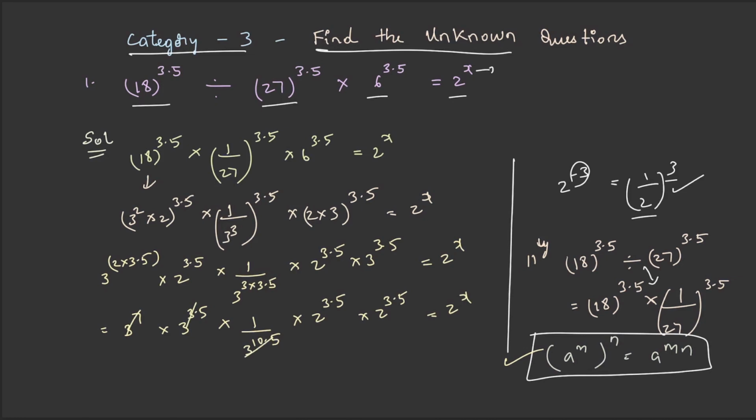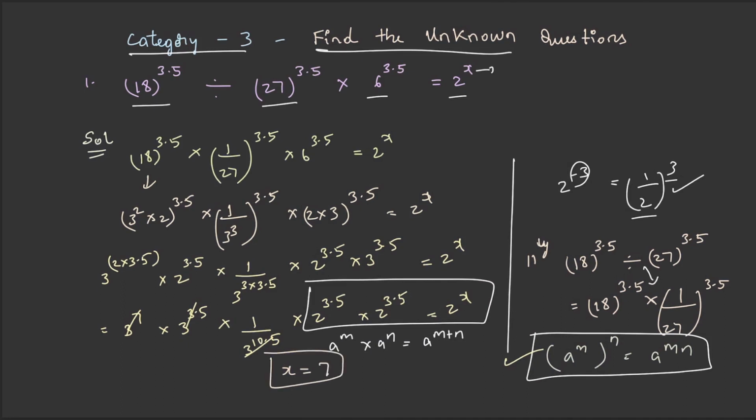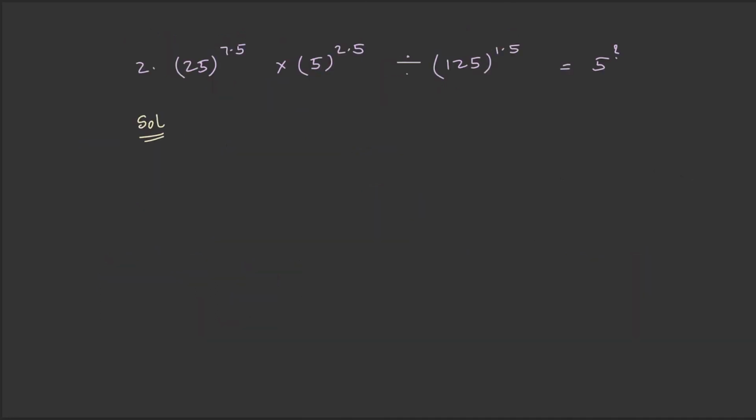These values get cancelled, and in this statement we can use a law, that is a power m into a power n is equal to a power m plus n, and by using this we get x is equal to 7. This is the answer. We shall solve another question of similar kind.